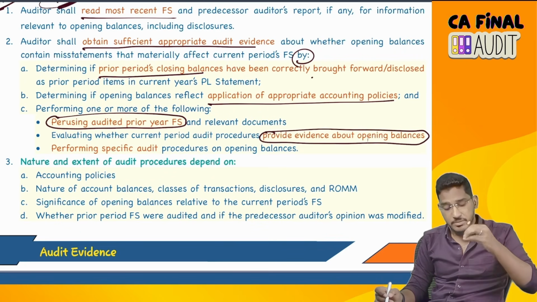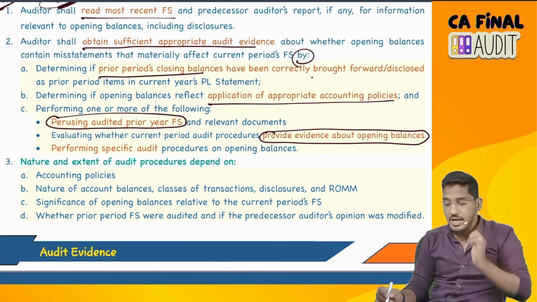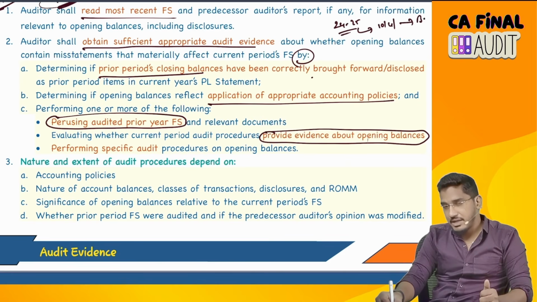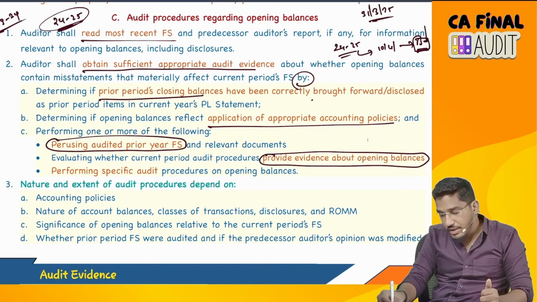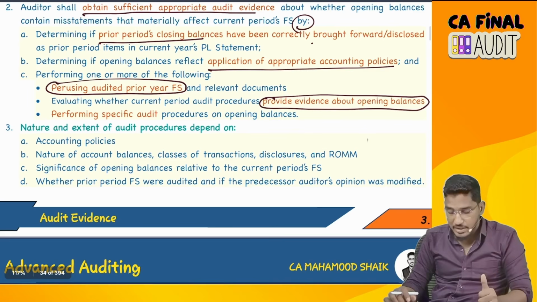Sometimes when you perform audit procedures on the current year transactions, they will give you evidence regarding opening balances. For example, you are conducting the audit of financial year 24-25. You came to know that in the current year, on 10th of April, one of the debtors has gone bankrupt. That means there should have been some provision as on 31st of March 2025. So when you perform audit procedures on current year transactions, sometimes you get evidence regarding opening balances. Remain alert to that.